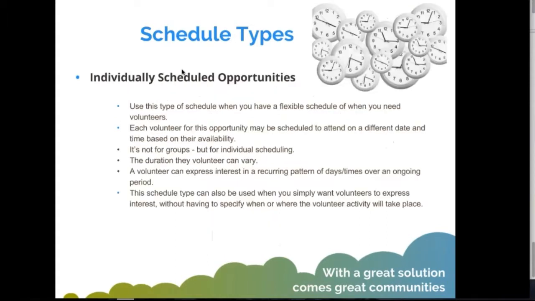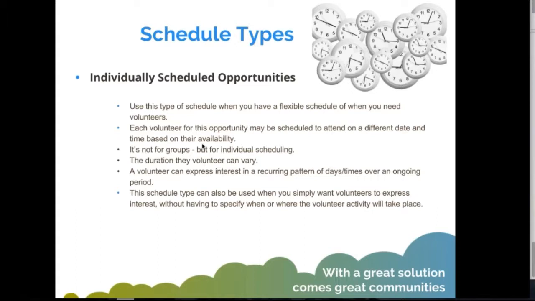The other schedule type is individually scheduled opportunities. And in this type of schedule, you have a flexible idea of when you need volunteers. We sometimes call these ongoing opportunities. Maybe from Monday to Friday, you are happy to have any volunteer who's available between 9 and 5. And each volunteer may schedule themselves to come at a different time. It's not 10 people all at the same time, but each volunteer is working on their own schedule. That's what we mean by individually scheduled. And how long they volunteer can vary. You're just happy to have the bodies there whenever a person is available.